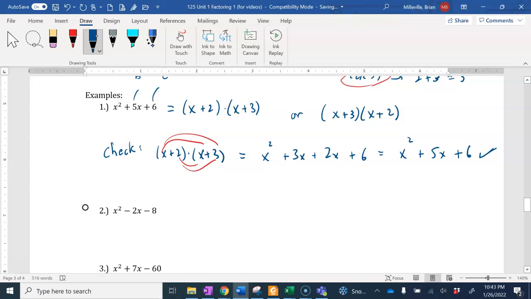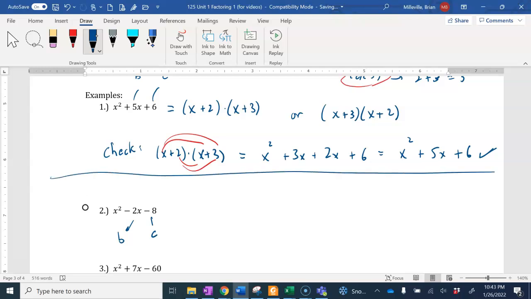Alright, so let's look at this next example. Now again, here we have to include the minus signs. So we got to be careful in considering the sign. So when we look at this problem, the number c we're talking about is not just 8, it's negative 8. The number b is negative 2. So for this example, we have c is negative 8.